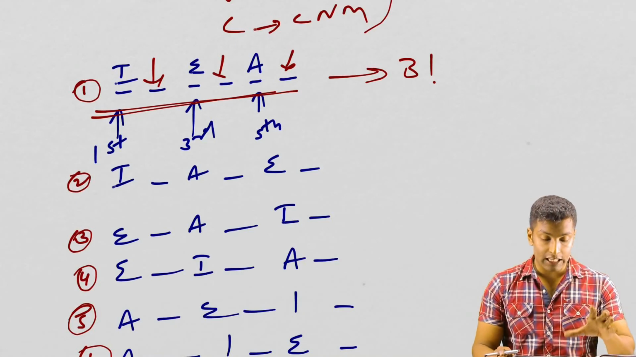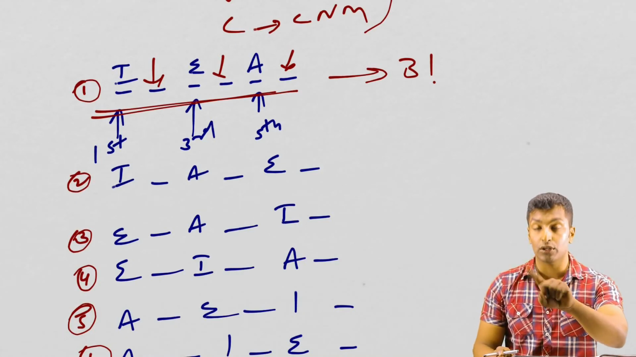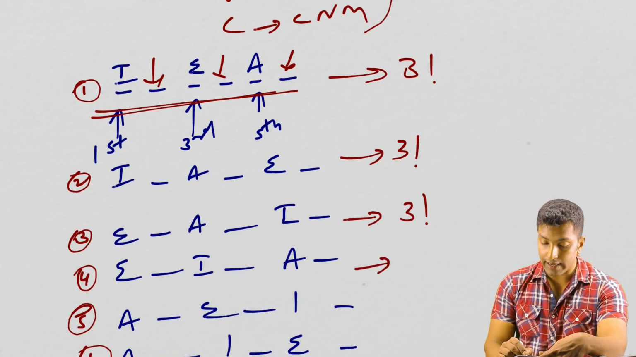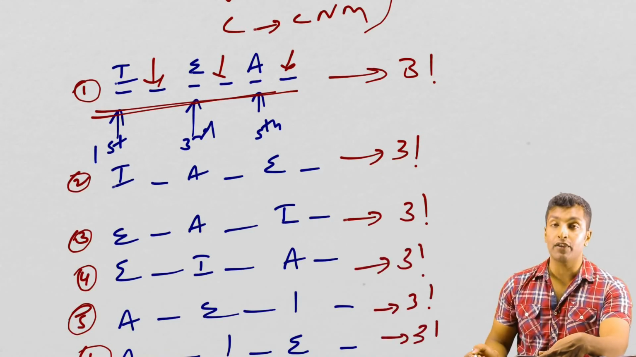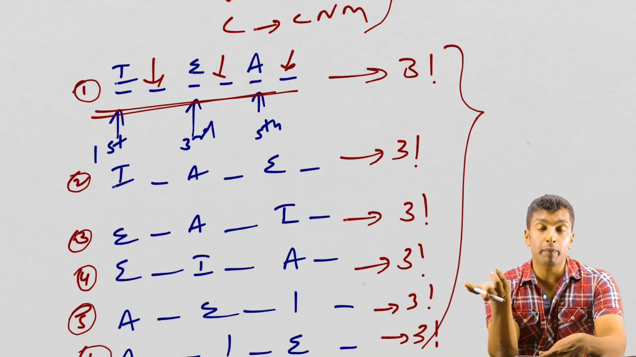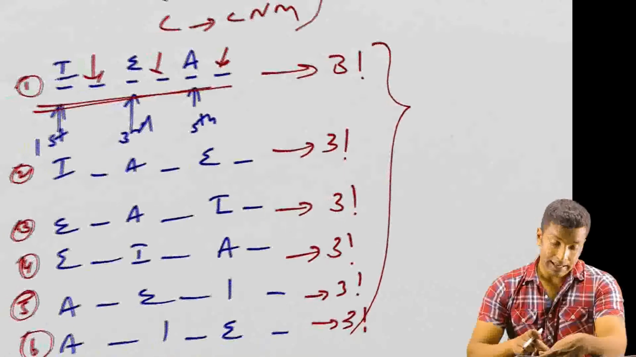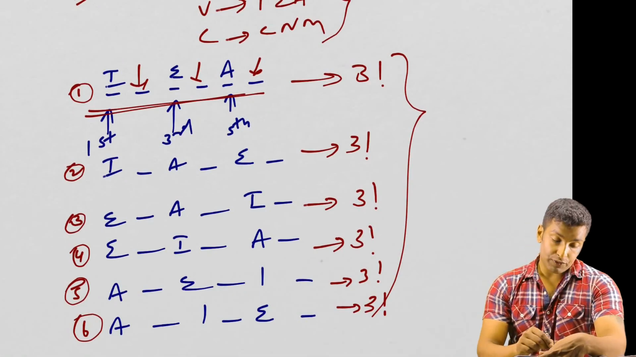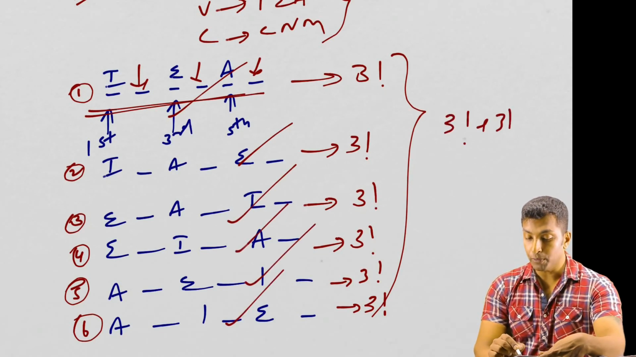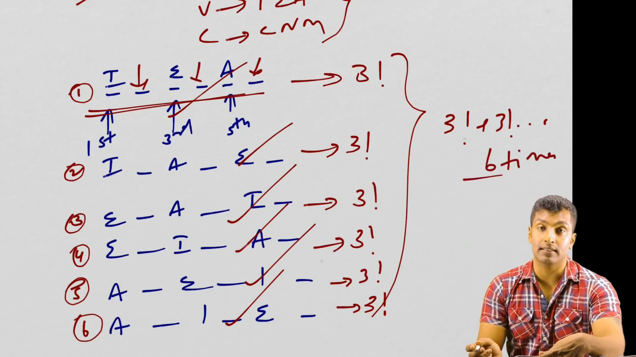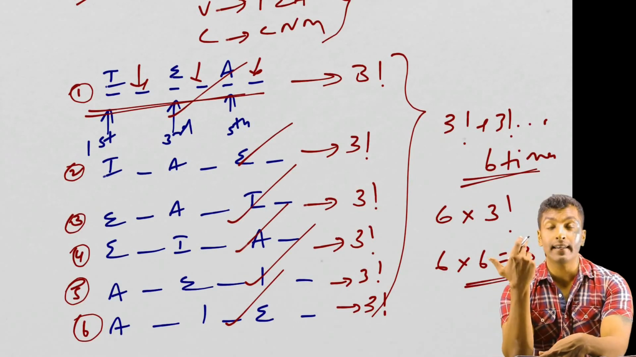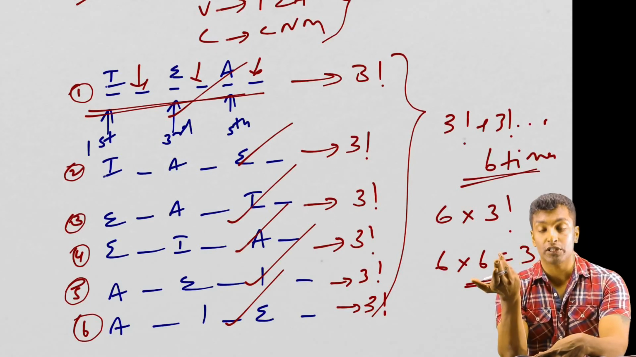So corresponding to each such arrangement, you have 3 factorial further ways. The second one again 3 factorial, the third again 3 factorial, the fourth, the fifth and the sixth again 3 factorial. So the question is how many words you can make such that vowels occupy odd positions. The answer is the first one or the second or the third or the fourth or the fifth or the sixth. So 3 factorial plus 3 factorial, 6 times. 6 times 3 factorial is your answer, which is 6 into 6, equal to 36. So there are 36 words where vowels occupy the odd positions. I hope this is clear.